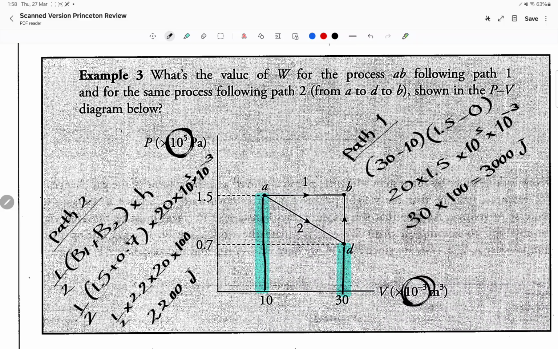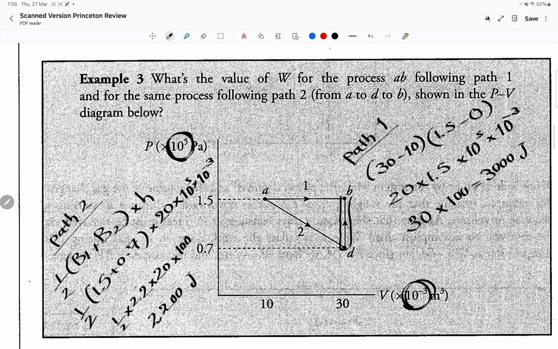Oh, and also path 2, it says from A to D and then D to B. But then look, from D to B, it's only a vertical line. That means your volume is not even changing. So it's going to have 0 work. So that's it. We found the work for path 1, found the work for path 2.